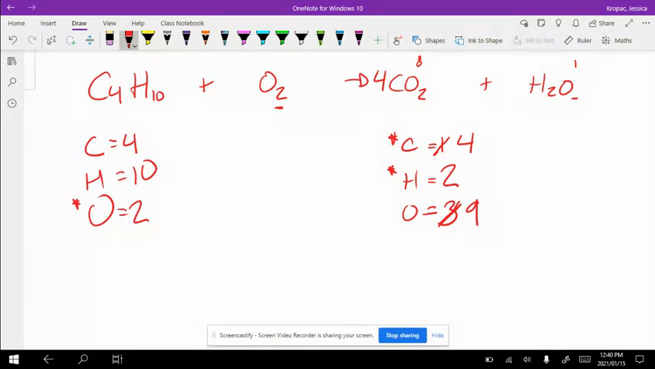The easiest way to fix that, the fact that we have odd on one side and even on the other side, is to go ahead and put a 2 in front of here. We're going to try to put a 2 in front of here, and we're going to see if that's going to even out our odds and our evens.